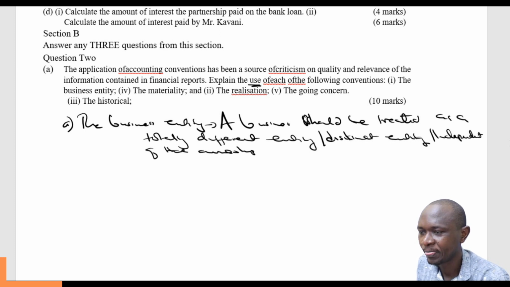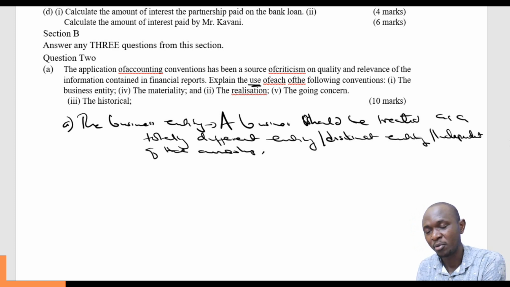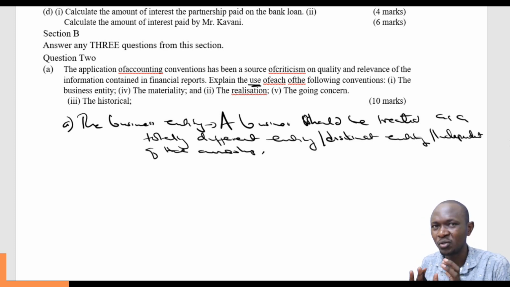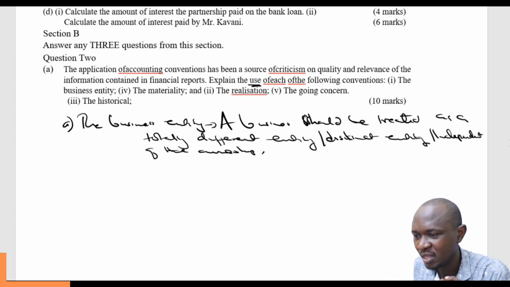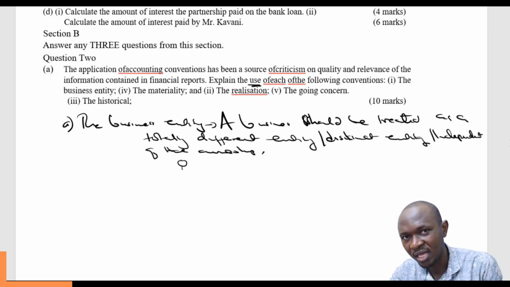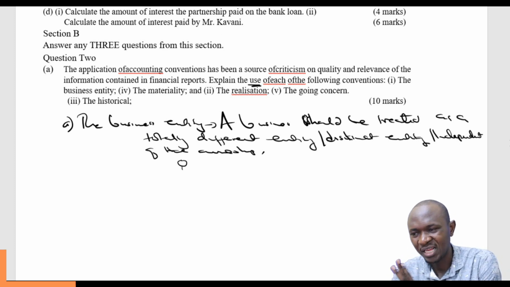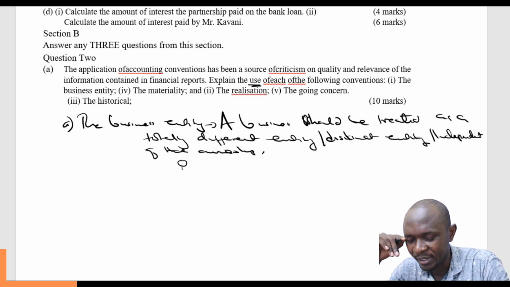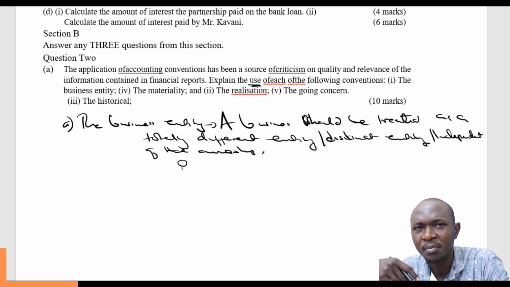What this convention means can be a convention. Sometimes it's called a principle, sometimes a concept. But the bottom line is that it is a pillar that supports the keeping of accounting records, that the business should be treated as being totally distinct from the ownership. If I'm the owner of the business, I don't have any business to do with that entity that I've started, whether it's a sole proprietorship, or it's a partnership, or it's a company. It should be a standalone, totally different from me. The point is that I should not confuse my money with the business money.